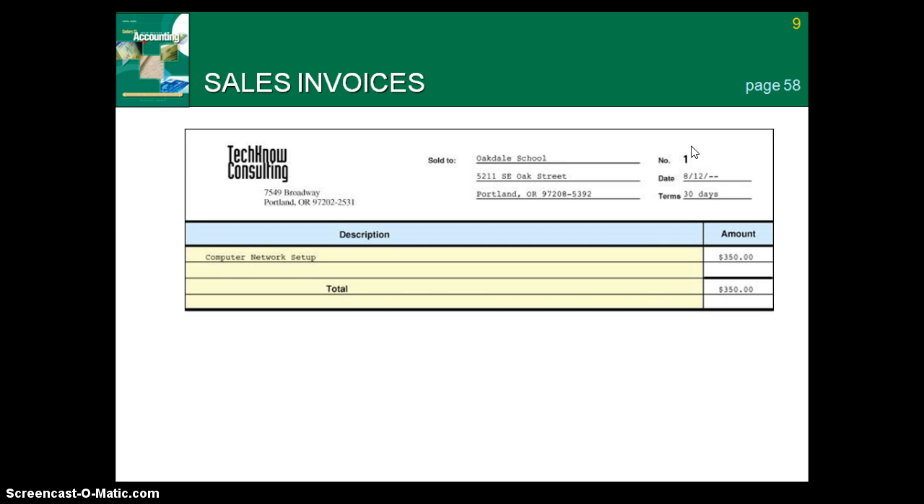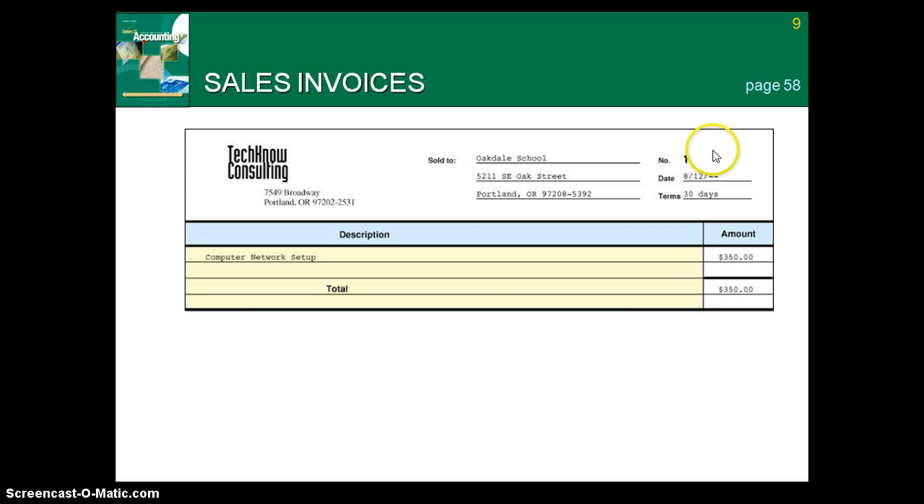These are used for sales on account. So for example, this one, it was sold to Oakdale School. And you can see that in the corner where it says Oakdale School right up here. And just like checks, these are always pre-numbered. Each one must be accounted for.